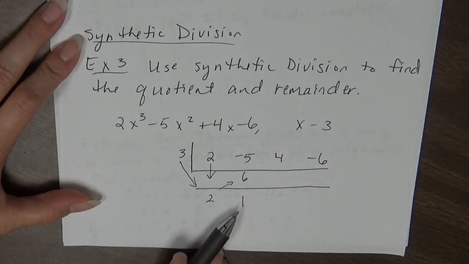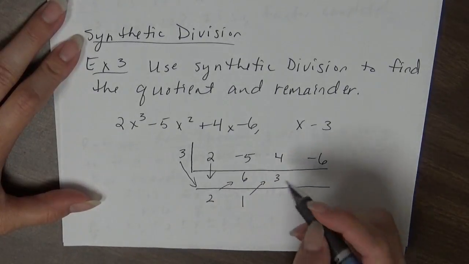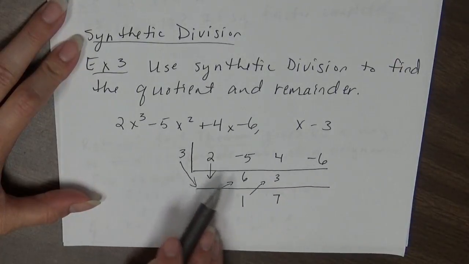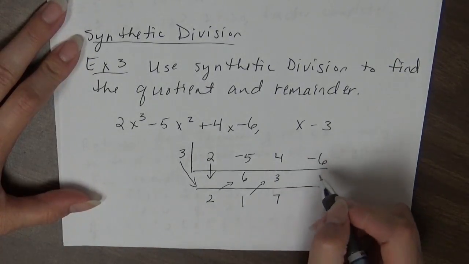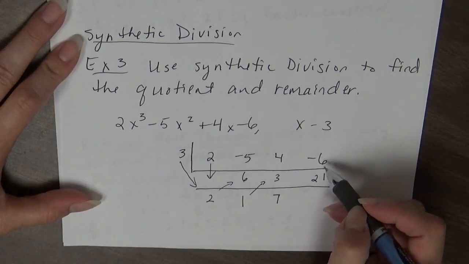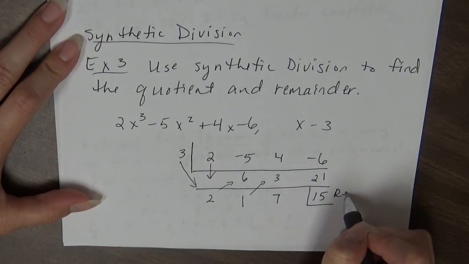Then 3 times 1 is 3. And that goes here. Add 4 plus 3 is 7. And then multiply 3 times 7 is 21. It goes here. And then add negative 6 and 21 and we'll get 15. This last number is the remainder.